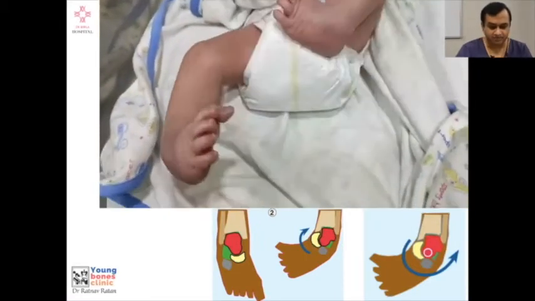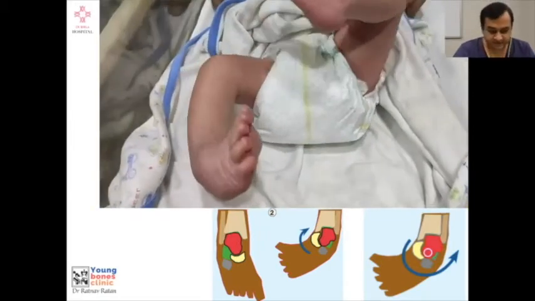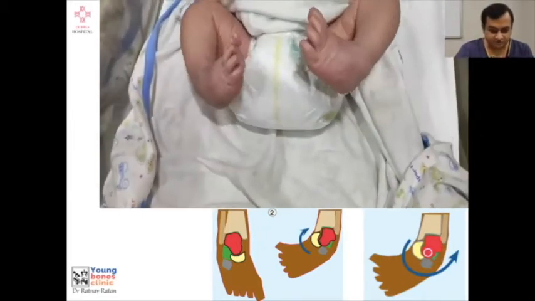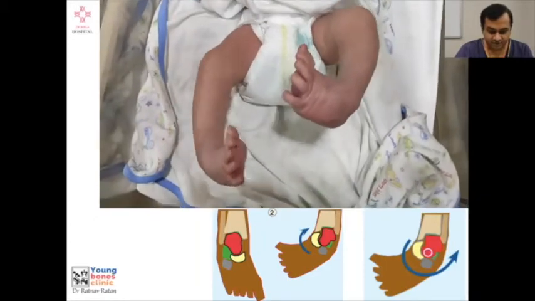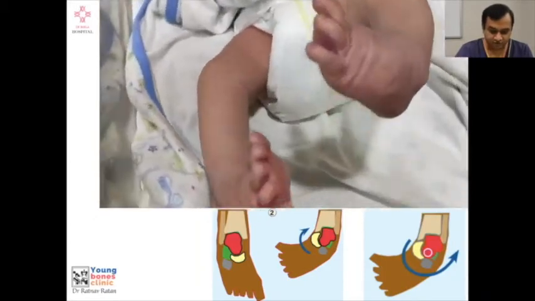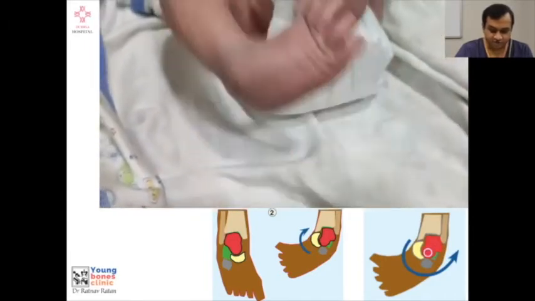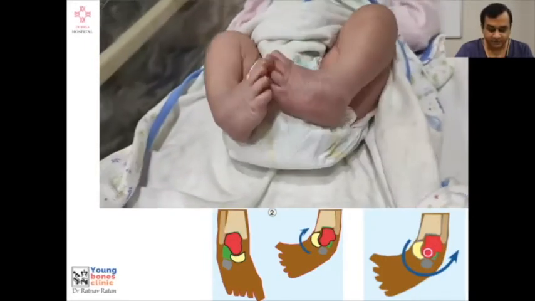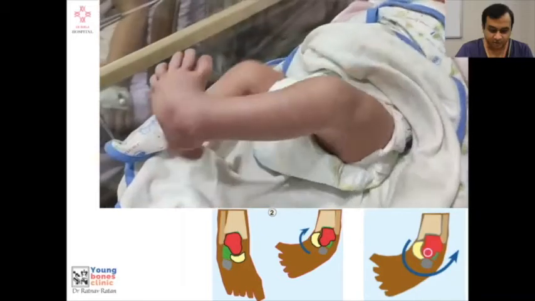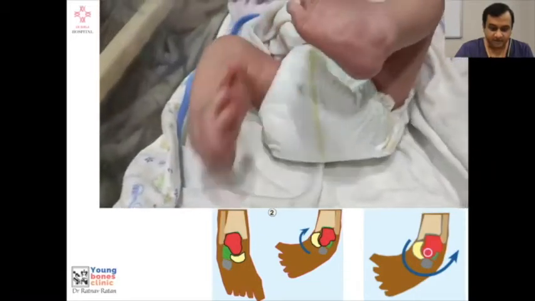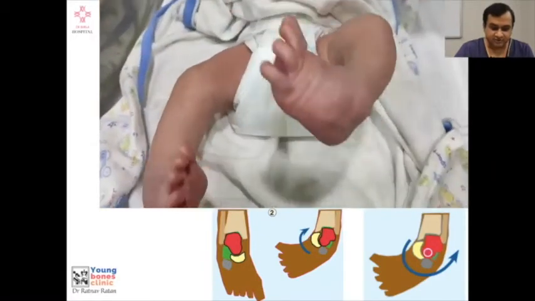If you go to the pathology, this red bone here is the talus. What happens in a clubfoot is the whole of the foot, the forefoot and the midfoot, is turned inwards and it revolves around the talar head. Right, so this is the navicular bone. This navicular bone turns inwards.